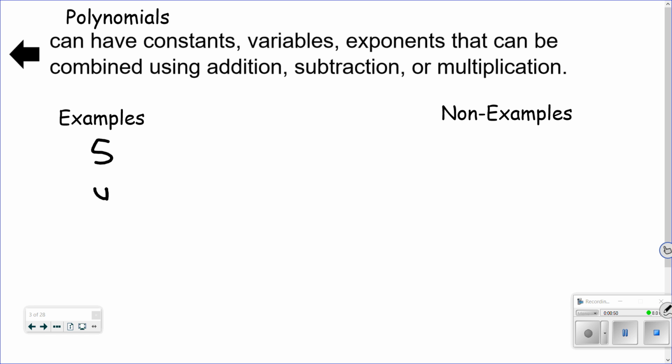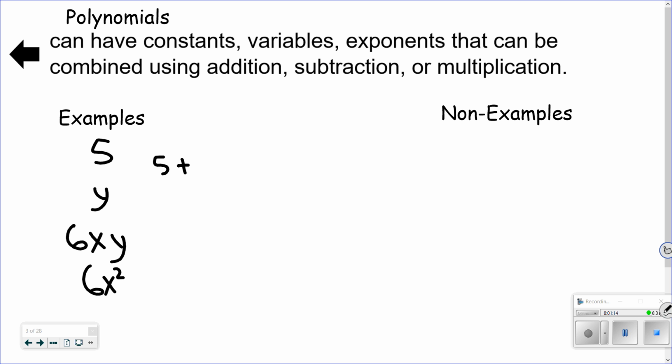Or if you have a variable by itself, it's also considered a polynomial. Or if you have constants and variables multiplied together, for example, 6xy. Okay, that's considered a polynomial. You can also have exponents, right? 6x squared is a polynomial. You can also take these different expressions and add them together. So for example, 5 plus 2x, that's considered a polynomial. It's a combination of numbers and variables using addition and subtraction.